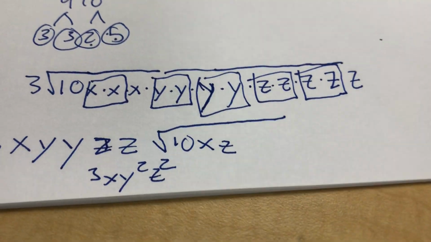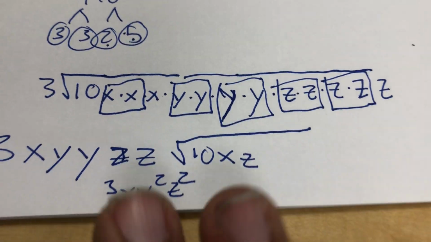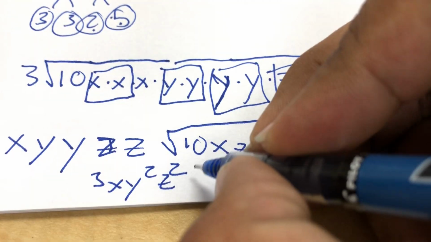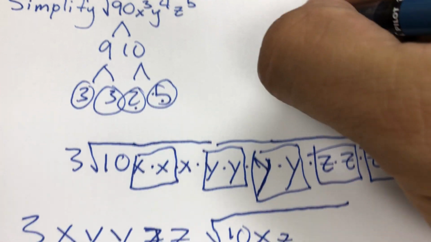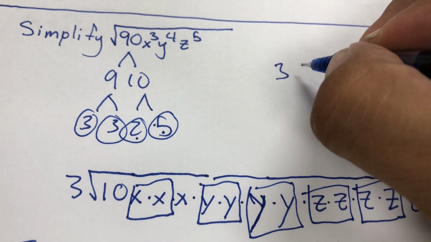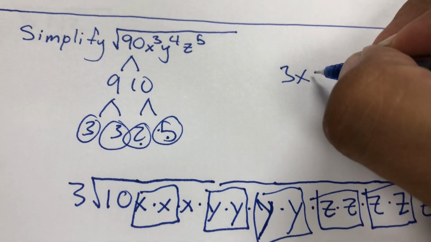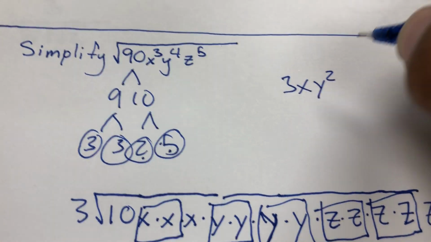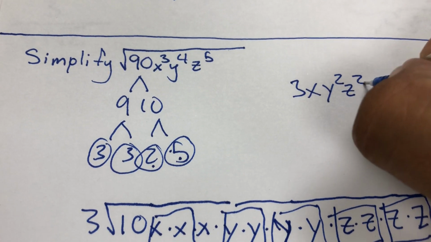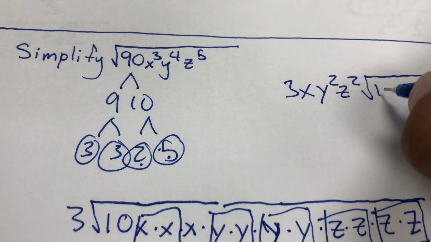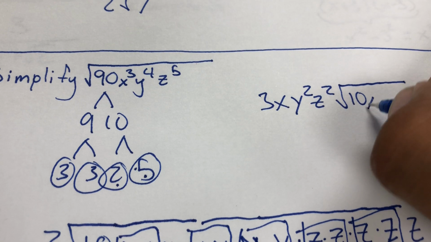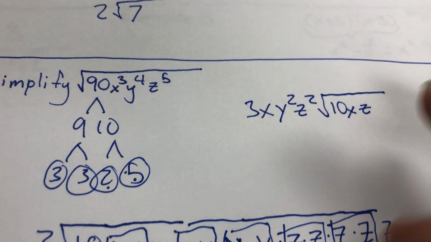Now, will you get the right answer? Yes, but that's a very long way of doing it. So our final answer for this problem is 3x y to the second, z to the second, square root of 10xz. Now that's our final answer.